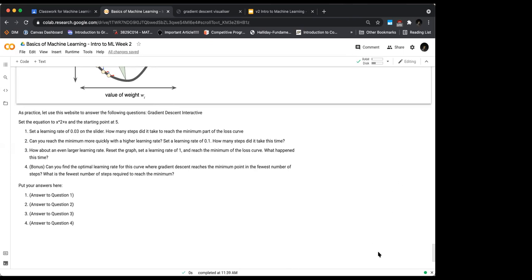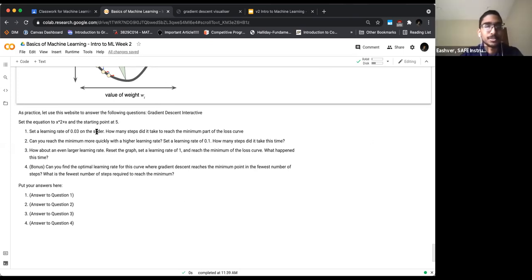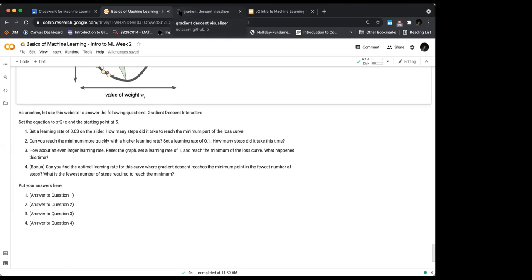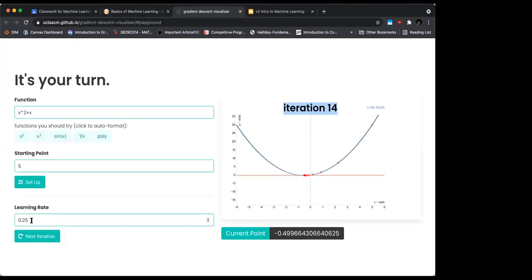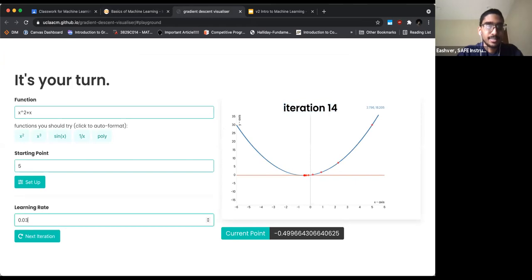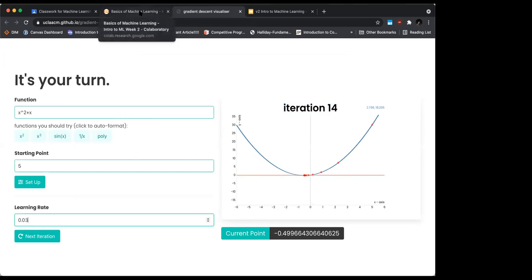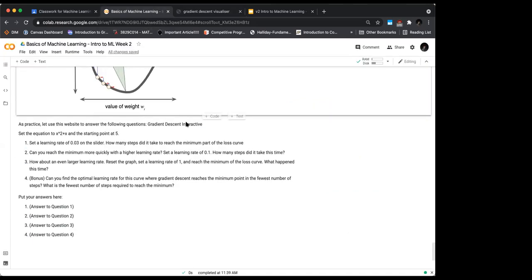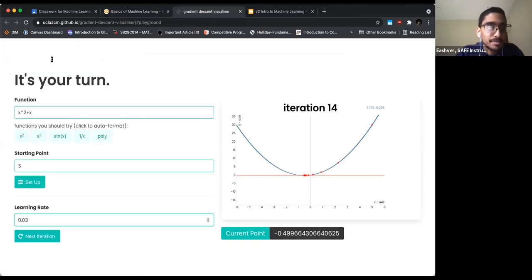It says to set a learning rate of 0.03 on the slider. What slider? Oh, wait, no, there's no slider. It used to be a slider, but just put 0.03 in here. Oh wait, so we're supposed to click the link. Yeah. Oh, there's no link. Okay, I'll put that in there.